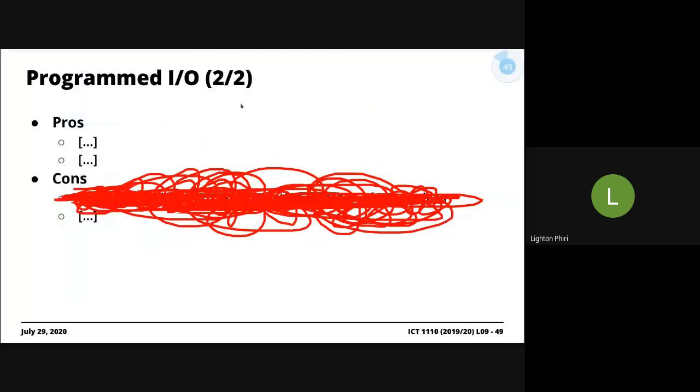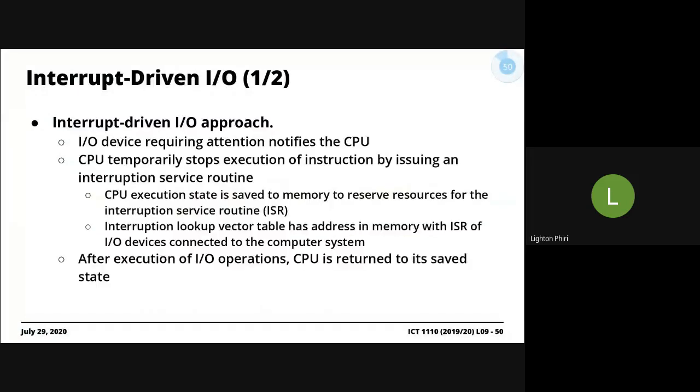Then the next technique, an alternative to programmed I/O or so-called polling, is what's called the interrupt-driven I/O approach.